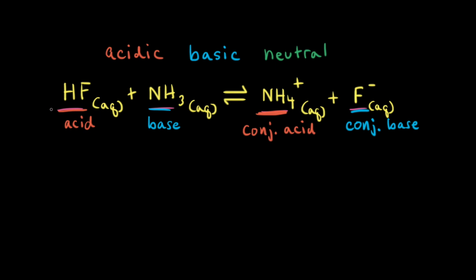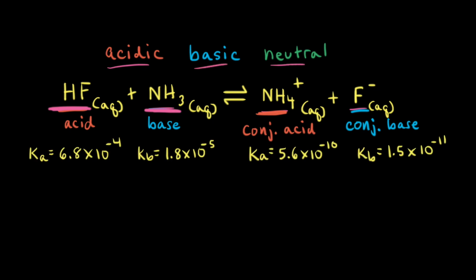Let's say that we mix equal moles of our weak acid HF with our weak base NH3, and our goal is to figure out if the resulting solution is acidic, basic, or neutral. First, we need to determine if the reactants or products are favored at equilibrium. And to help us determine that, here we have the Ka and Kb values for our acids and bases. So here's the Ka value for hydrofluoric acid at 25 degrees Celsius. All these are at 25 degrees Celsius. Here's the Kb value for ammonia, the Ka value for the ammonium ion, and the Kb value for the fluoride anion.